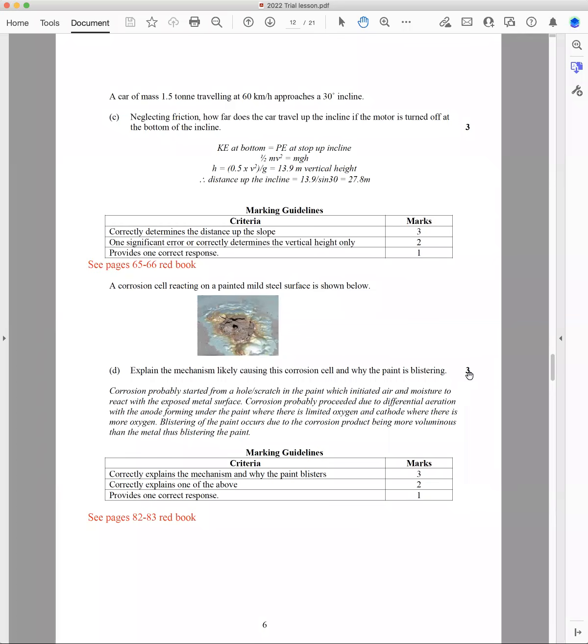And so we'd want sort of 3 responses from that. And as you can see here, 1 correct response will get 1 mark, but not attempting the question will get you 0.